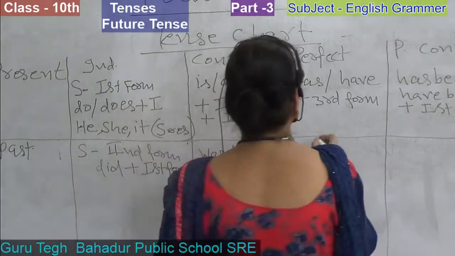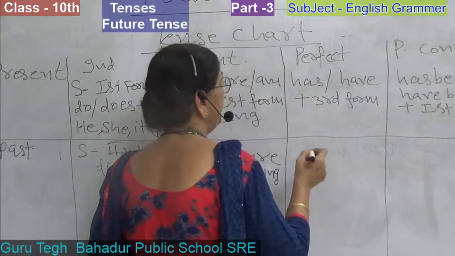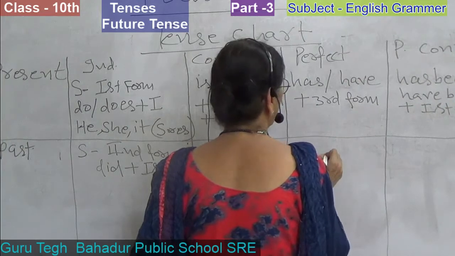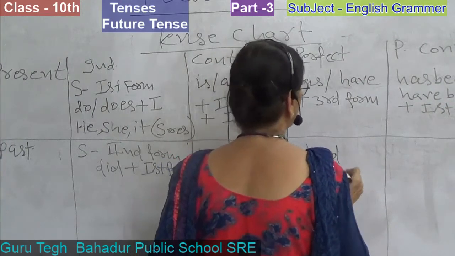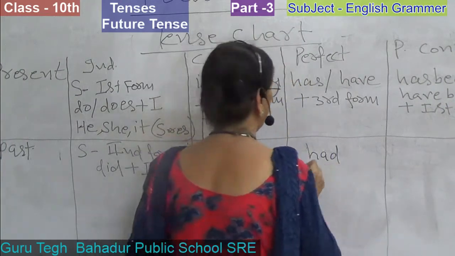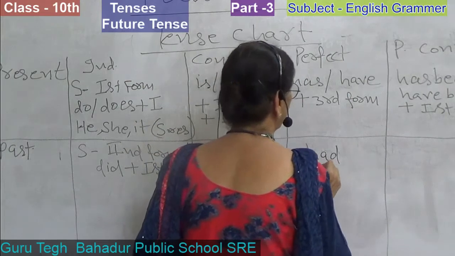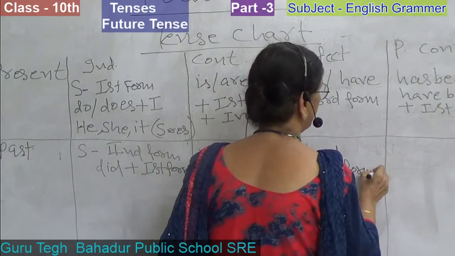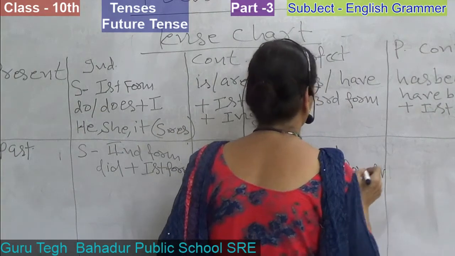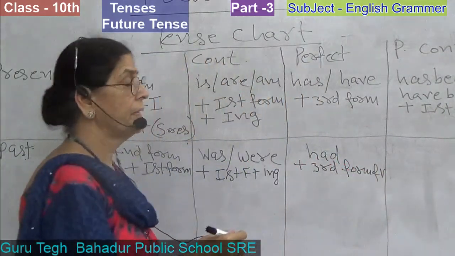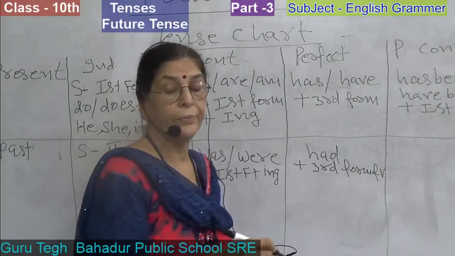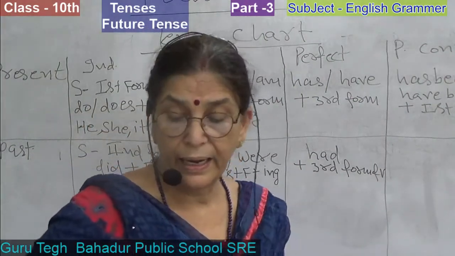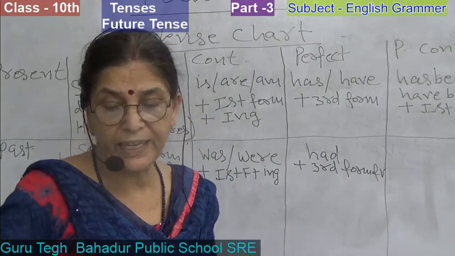Then the past perfect tense, where the work is completed, here only one helping verb with all the persons, that is had plus third form of verb. What will the sentence become? I had gone, because the work here had been completed.